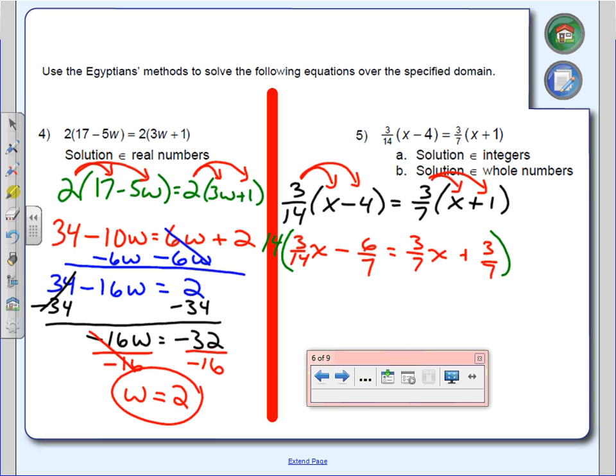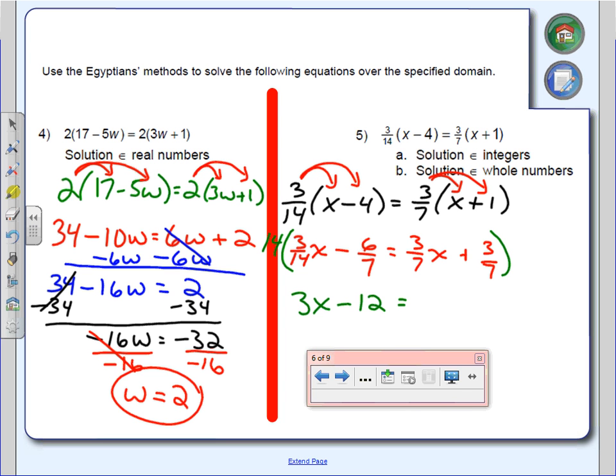So, why am I doing that? Well, look what's going to happen here. This 14 and this 14, what's going to happen with those 14s? Cross out, leaving us with 3x. Look what's going to happen over here. That 7 right here, that denominator, 7 goes into 14, doesn't it? How many times is 7 going to go into 14? Twice. So we're going to take that 2, and we're going to multiply it with this 6 right here. 2 times 6 is 12.